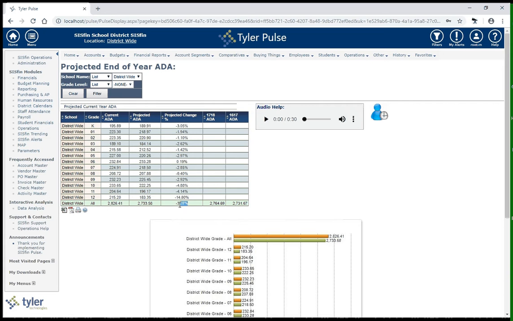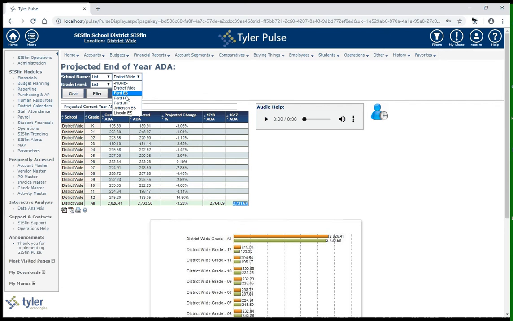But in this case, this district between this date in October and the end of the year is projecting to fall by 3.28%. This can be pretty accurate because it's calculating each school and grade level individually and then adding them all up. So it's getting to the lowest level of detail possible and then adding that up to get to the projected change. It's also showing you where you were at the end of the 17-18 fiscal year, and the end of the 16-17 school year.